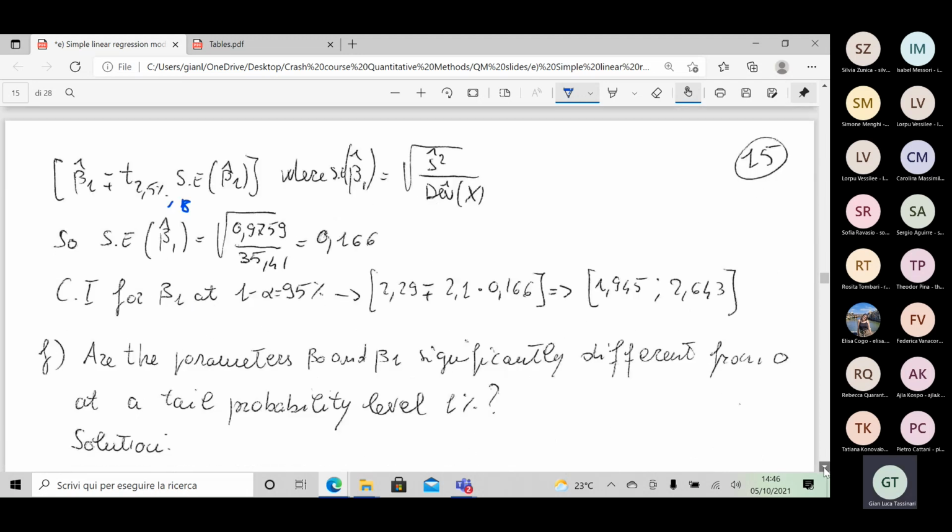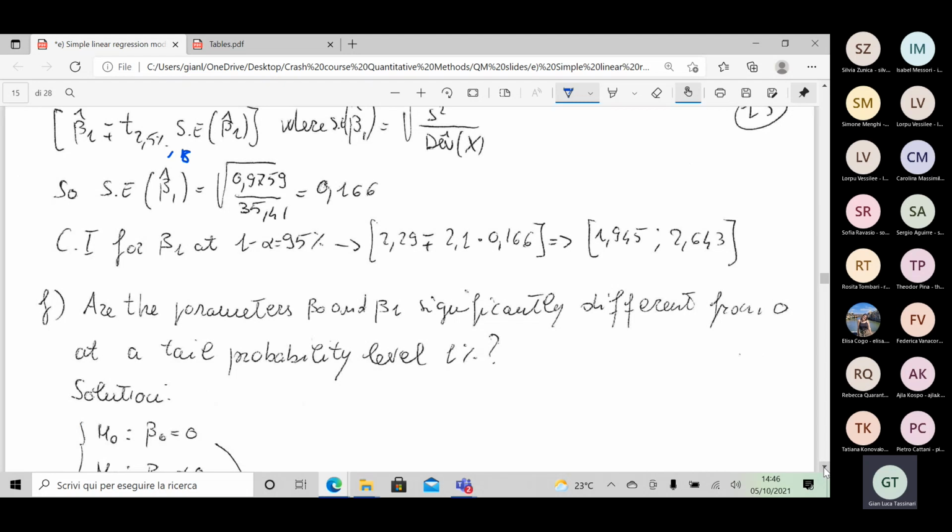Okay, then I asked you a question. Are the parameters beta 0 and beta 1 significantly different from 0 at a tail probability level of 1%? What does this mean? This means that we need to perform two hypothesis tests. One system of hypotheses concerns beta 0. What does significantly different from 0 mean? That under the null, we will have beta 0 equal to 0, under the alternative beta 0 different from 0. This is the first test we need to perform. Then another test would be beta 1 equal to 0, under the alternative beta 1 different from 0. And the tail probability level is 1% for both tests.